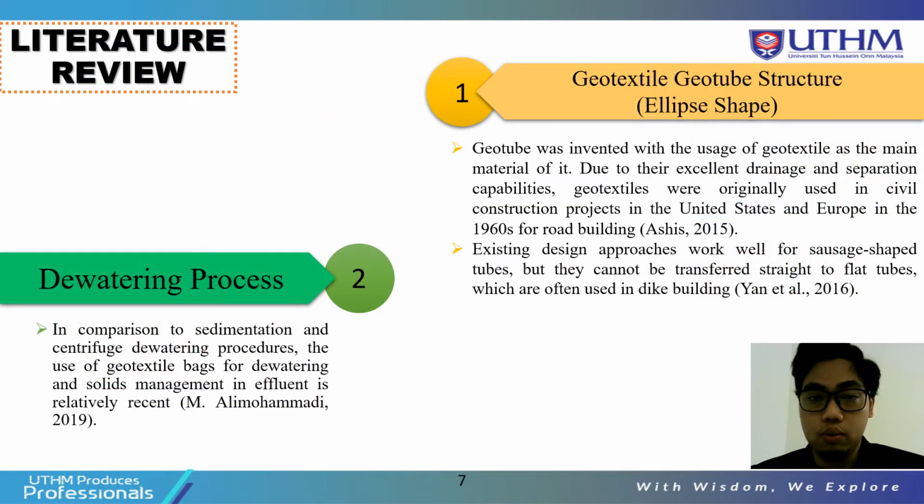First one, we go to the geotextile geotube structure ellipse shape. Referring to Ashish in 2015, he stated that geotube was invented with the usage of geotextile as the main material of it. Due to their excellent drainage and separation capabilities, geotextile were originally used in civil construction projects in the United States and Europe in the 1960s for road building.